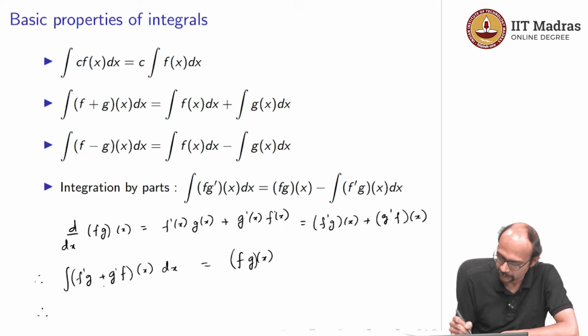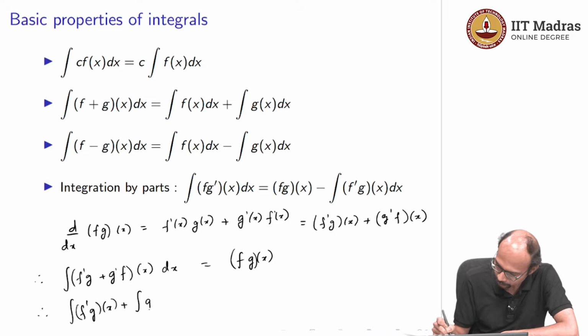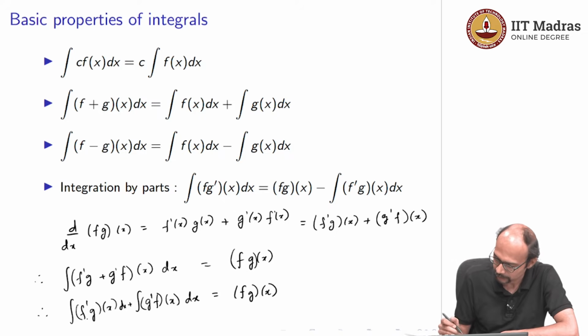Well, this is a sum. By the second property right here, we can split this sum. So, we can write this integral as the integral of f prime g of x plus the integral of g prime f of x, and I have forgotten my dx. So, f prime g dx plus g prime f of x dx, this is f g of x, and now when you move f prime g to the other side, you get exactly what you want.